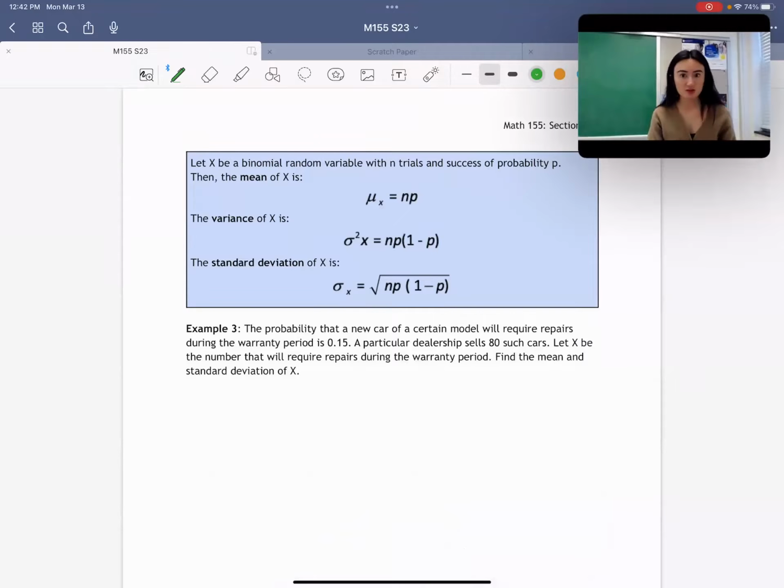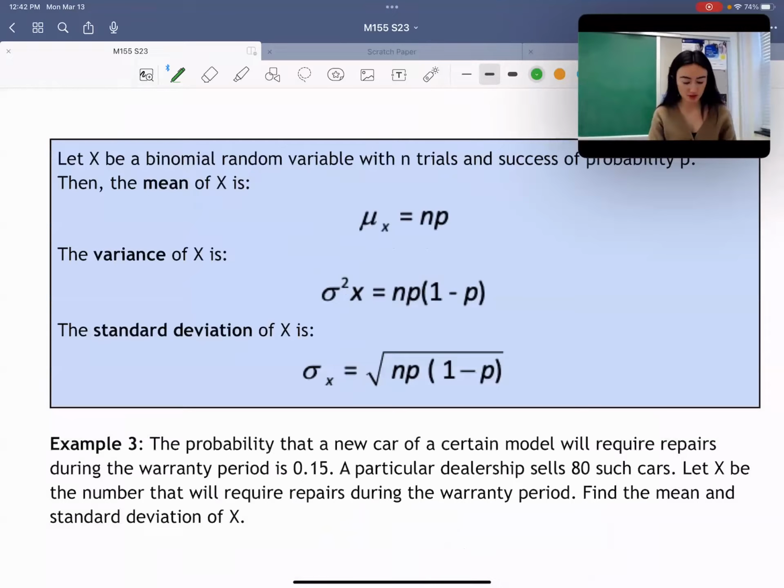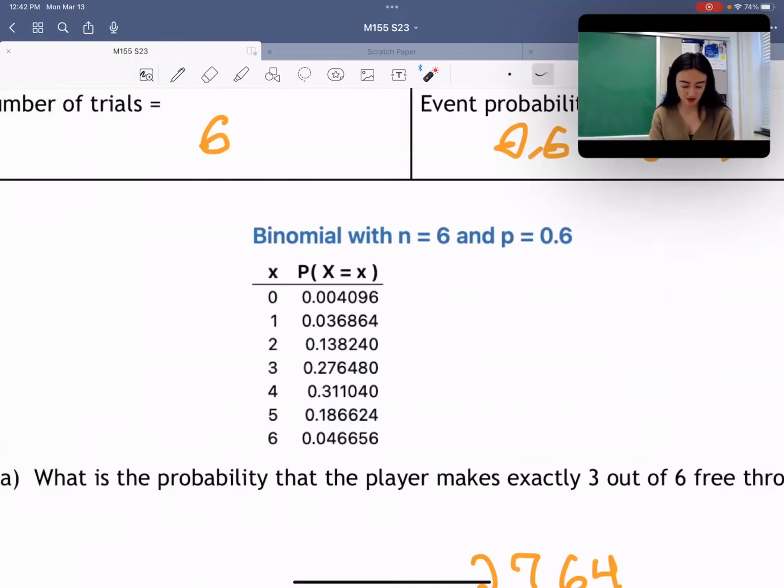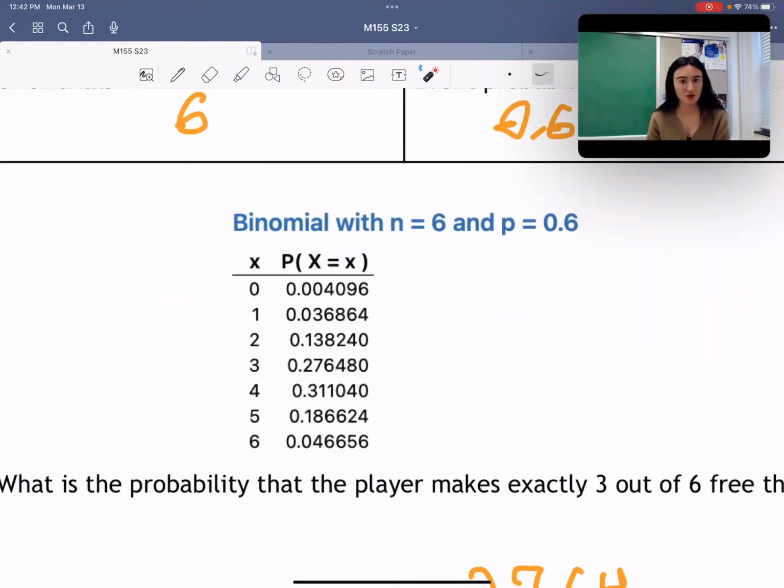To start off, we have some formulas. The first formula we have is the mean of a binomial random variable. One way you can go about finding the mean is to go on Minitab for any question and find the probability distribution of everything. But finding the mean and standard deviation of this big chart is going to take a while. And because of that, we have some shortcuts.